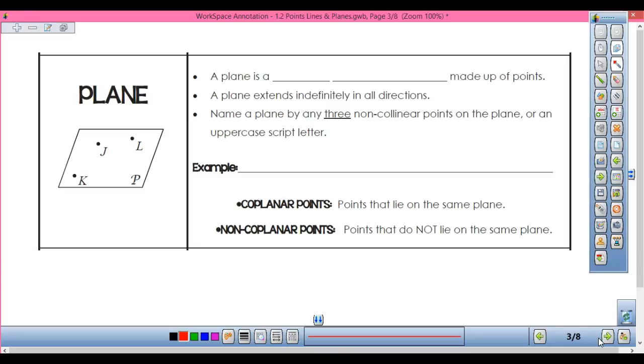Alright, a plane is a flat surface made up of points. It extends infinitely in all directions. Okay, and now, this is a big thing, a plane has 3 points, but they are 3 non-collinear points. So in this case, it would be plane KJL, or an uppercase script letter, which right here, this P down here isn't actually a point, it's just the name of the plane. So we could also say plane P.